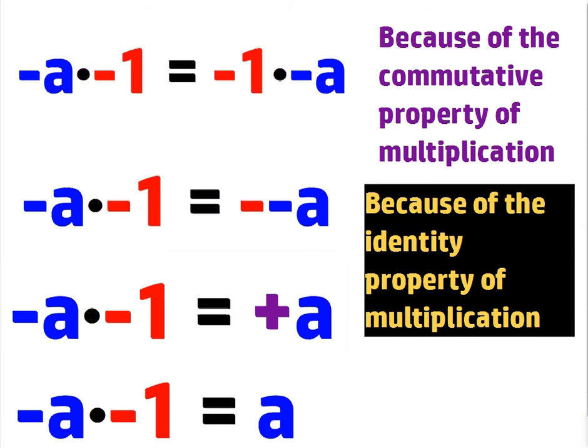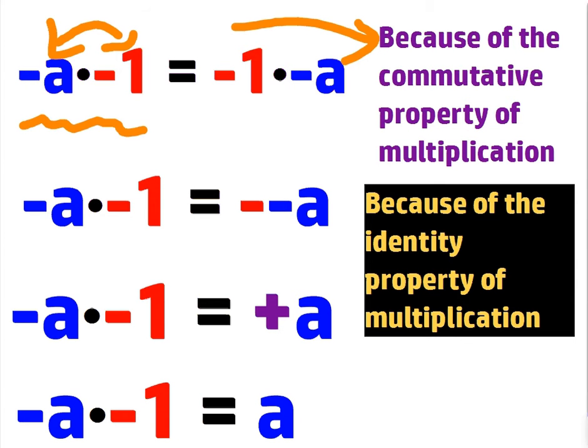We previously looked at what happened when you take a number and multiply by -1. Today we're going to look at what happens when you take a negative number and multiply by -1. So first note that we can go ahead and switch these because of the commutative property of multiplication. So we get -1 times -a. Then we can see that 1 times anything is itself, so therefore that just gives you -a.